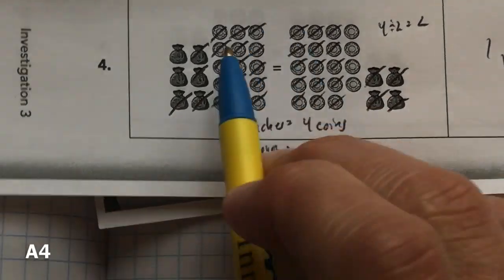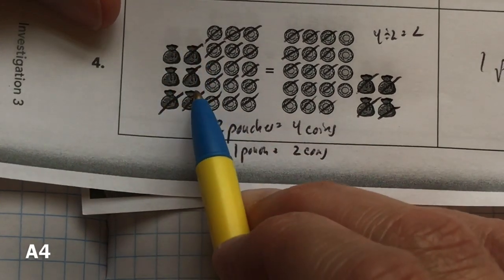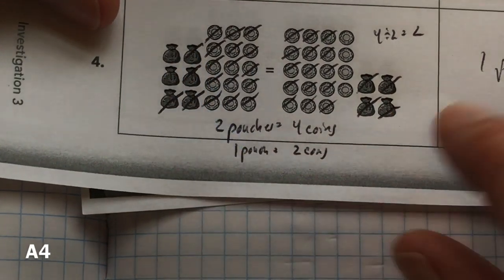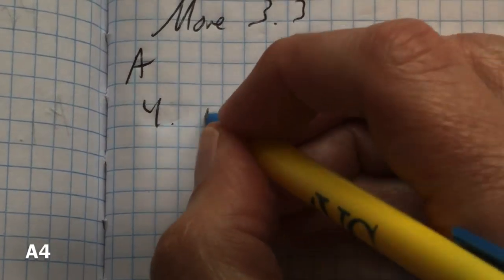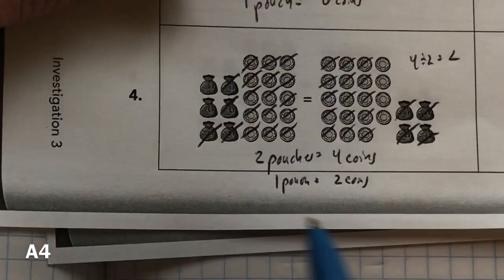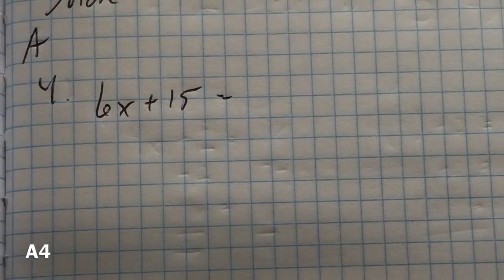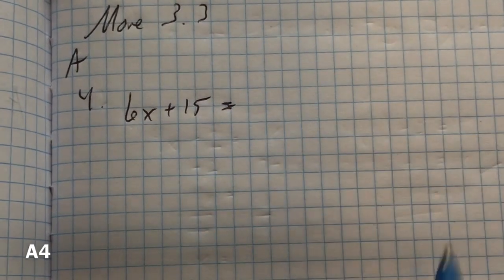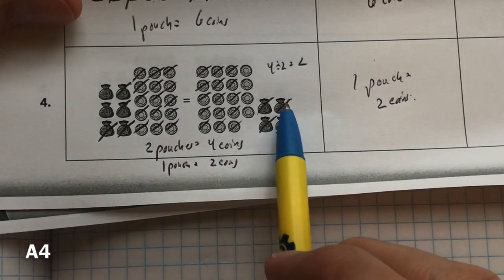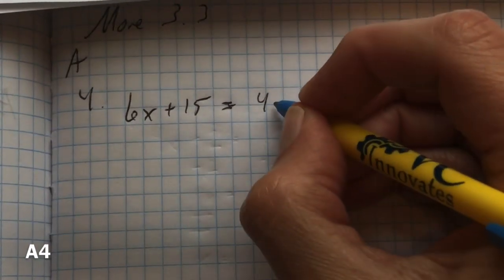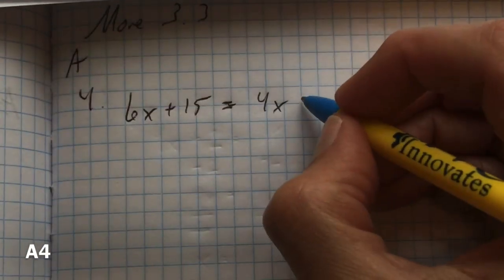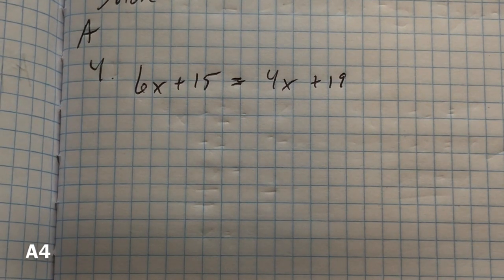Okay, so let's test it in our equation format. All right. So for number 4, I see I've got 1, 2, 3, 4, 5, 6 pouches. So that's going to be 6x. And what did we say that was? That was 15 plus 15 is equal to, oops, how many pouches? So 4 pouches, and we said this was 19. All right, so that's the structure of our equation.